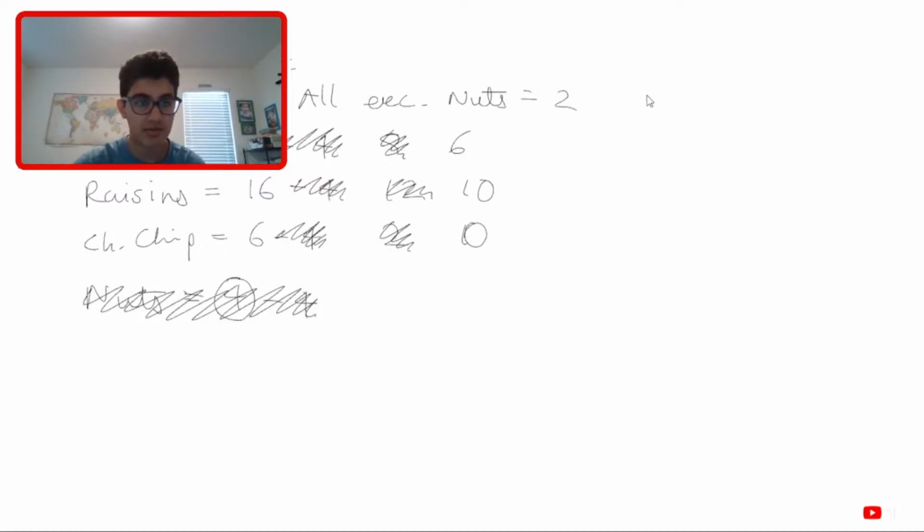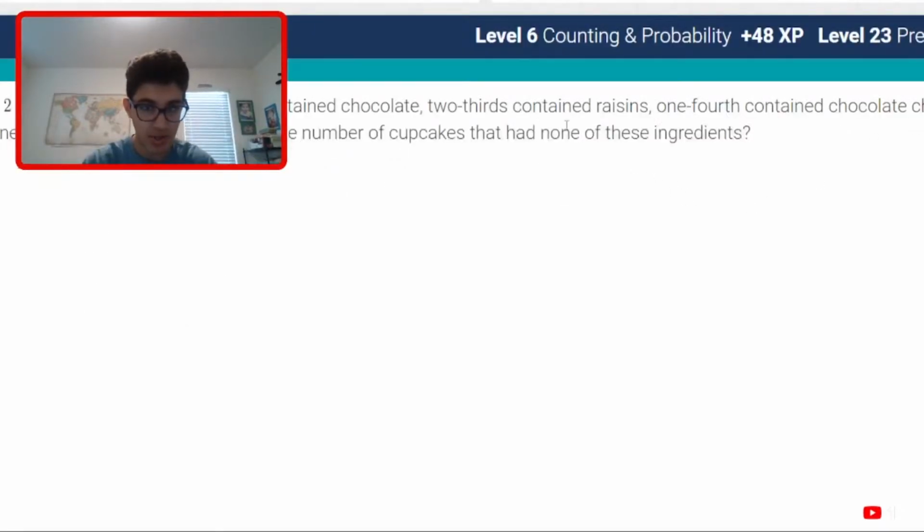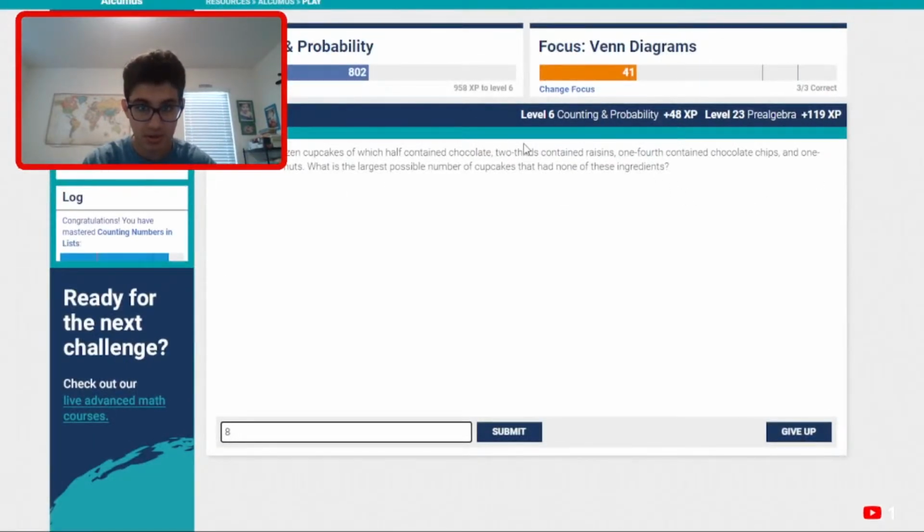Right, now how many have chocolate and raisins? Only chocolate and raisins. So only chocolate plus raisins. We'll make this six. Then this goes down to zero. This goes to four. So now if you add it up, we've got four, 6, 10, 16, which means a maximum of 8 that don't have anything. So it'll be 8.